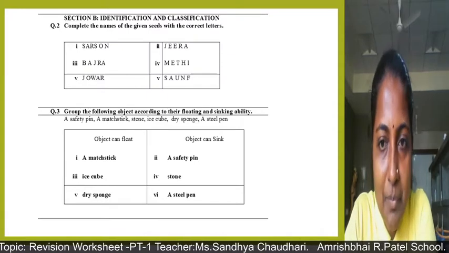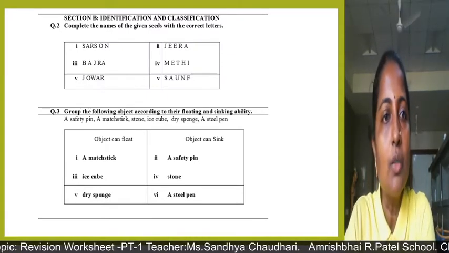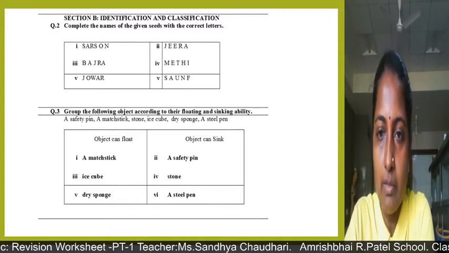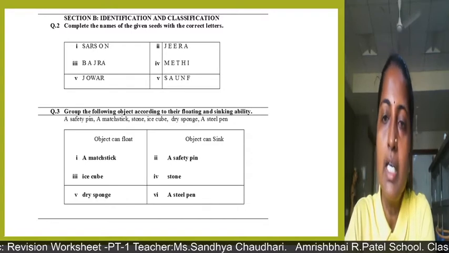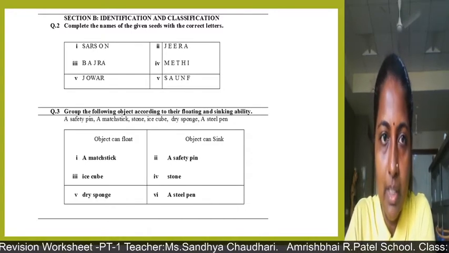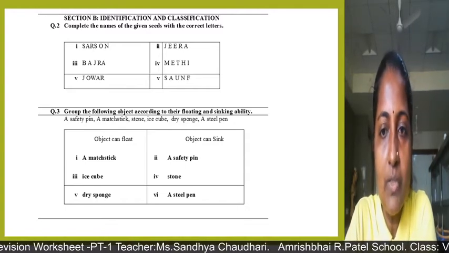Now in section B, students, that is identification and classification. Over there the question is asked, complete the names of the given seeds with the correct letters. You have to fill the correct letter inside the space given over there. So first answer is sarso. These all are the names of seeds.